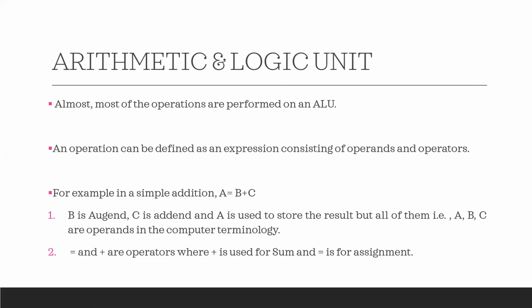For example, if we take a simple addition, that is A = B + C, B is the augend, C is the addend, and A is considered as the place where the result is stored. But all of them, that is A, B, and C, are operands in computer technology. Here, equal to and plus are operators, where plus is used for sum and equal to is a symbol used for assignment.